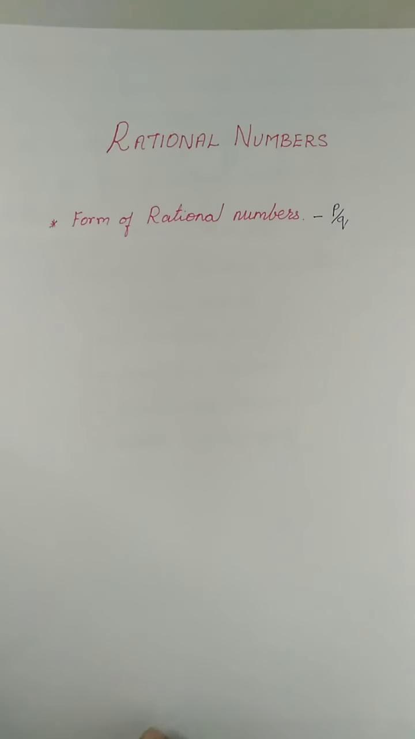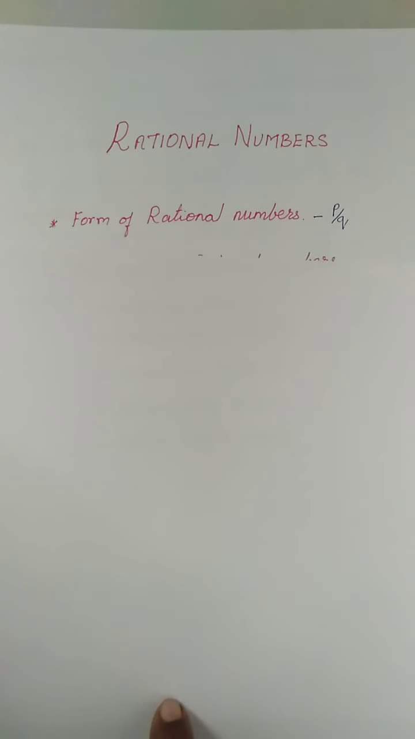In the last session, we have seen what is meant by rational numbers and its form. The form of a rational number will be p by q, where p and q are integers and q should not be equal to 0.